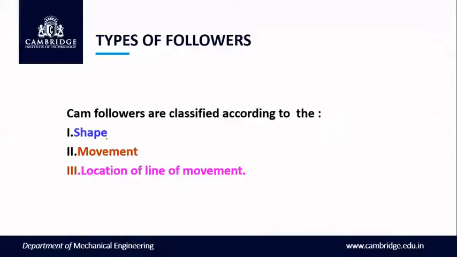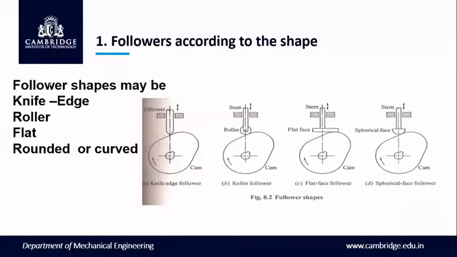Let us move on to the next topic, that is types of followers. The types of followers can be classified according to three headings: according to shape, movement, and location of line of movement. Let us discuss one by one. According to their shapes, we can call a knife edge follower, a roller follower, a flat follower, a rounded or curved follower, also sometimes called a spherical follower.